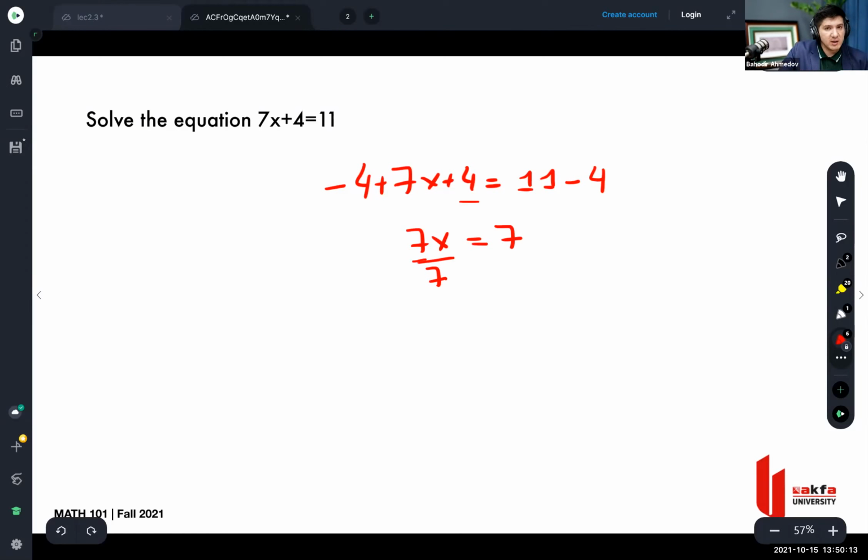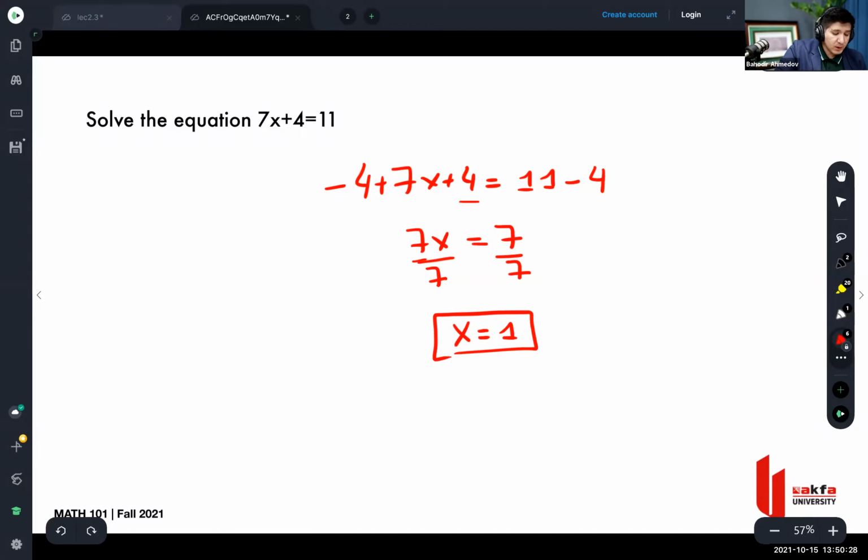So I need to divide the left-hand side of the equation by 7. But since I've divided the left-hand side of this equation by 7, I need to do the same thing with the right-hand side. So that is why I will have x equal to 1.